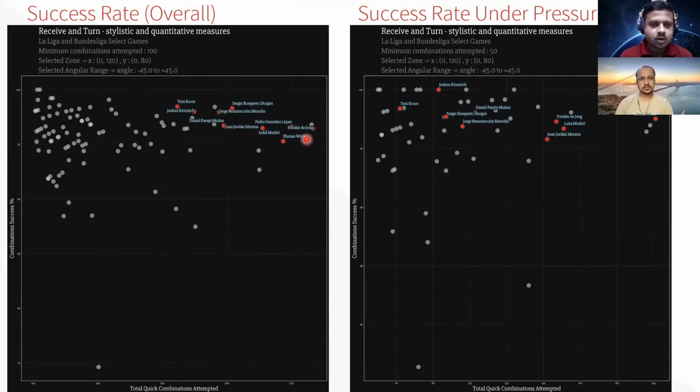And we can see that all of these players are really, really good at not only attempting these combinations in volume, but also being successful in attempting these things. And their combination success percentage doesn't really drop even when they're performing these actions under pressure. So they're really good at holding on to the ball.